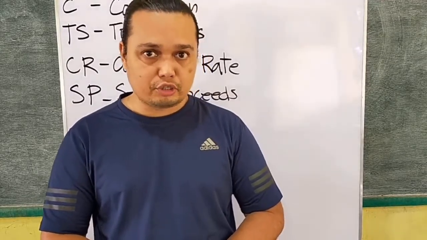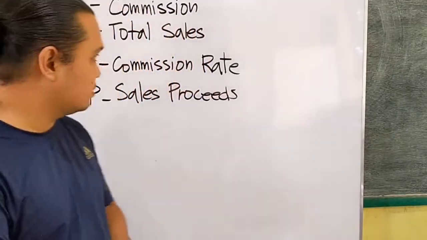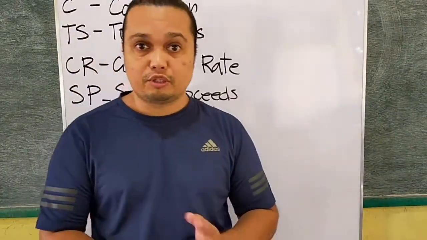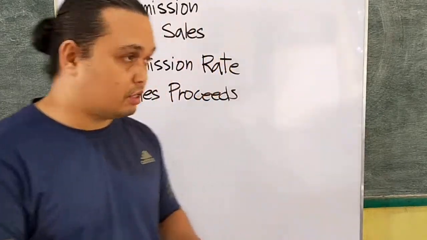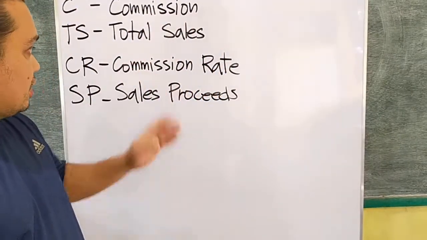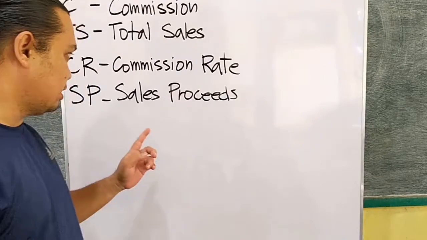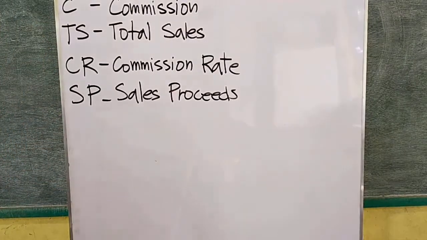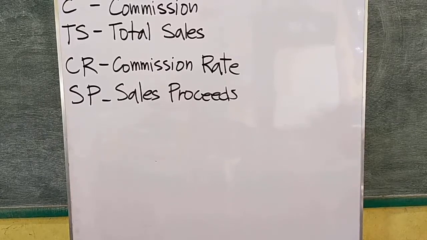And this time we're going to talk about commission. But we are still in the application of percent. Now, these four things: commission, total sales, commission rate, and sales proceeds. C here stands for commission, TS for total sales, CR meaning commission rate, while SP is the sales proceeds.